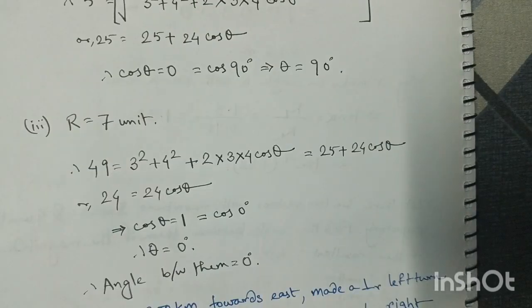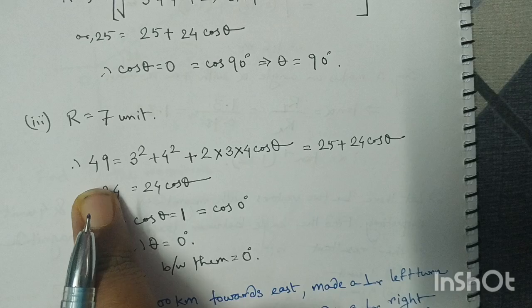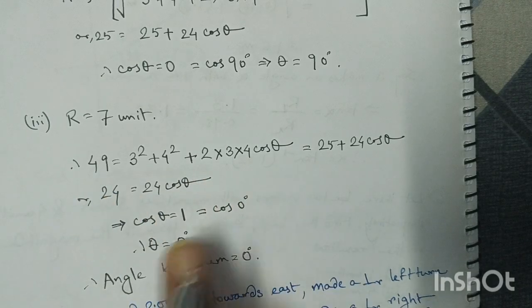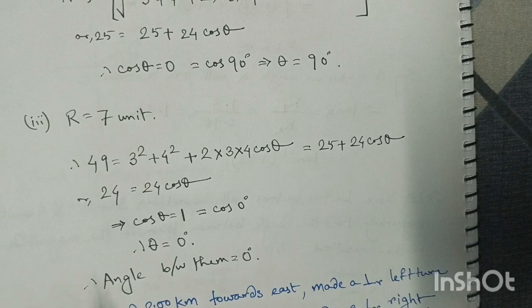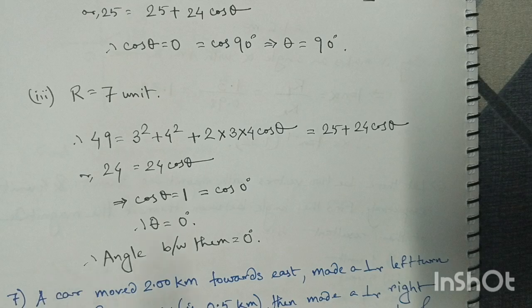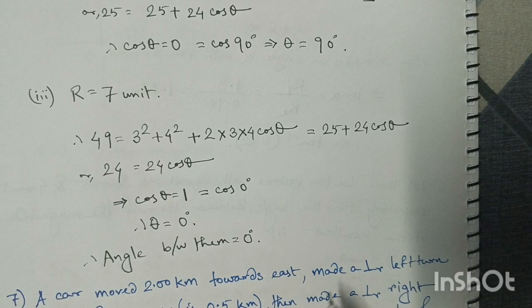Now if R is equal to 7 unit, then 7 square, that is 49, is equal to 3 square plus 4 square plus 2 into 3 into 4 cos theta. So calculating, we get theta is equal to 0 degree. So in the first case, the angle between the two vectors is 180 degree. In the second case, it is 90 degree, and in the last case, the angle between them is 0 degree.